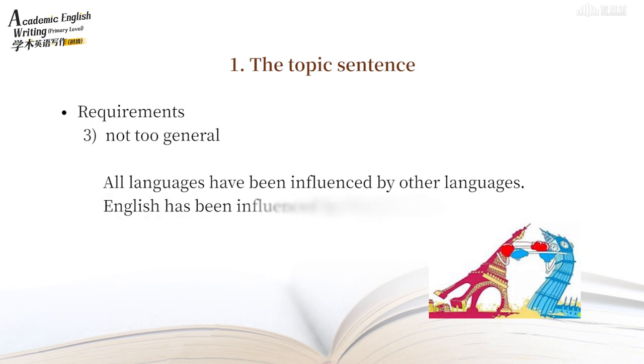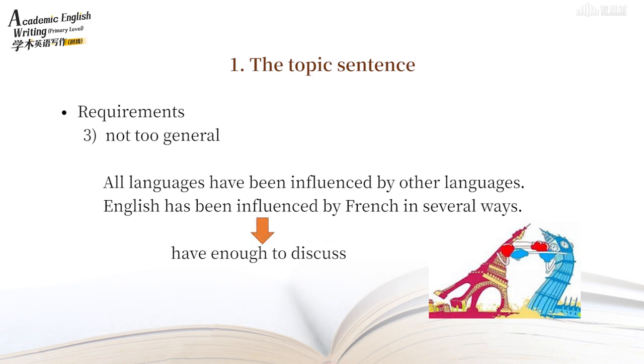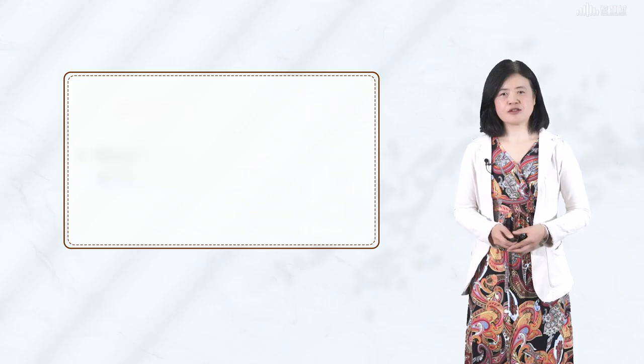On the other hand, "English has been influenced by French in several ways" may be more suitable for a topic sentence. It is neither too general nor too specific. You will have enough to discuss for the paragraph, and you will also be able to discuss the topic quite thoroughly within a paragraph.